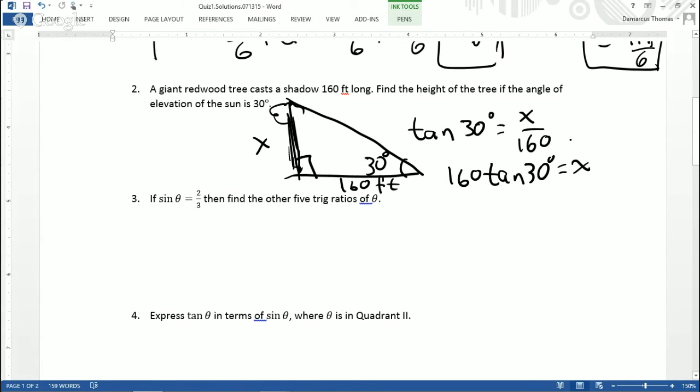I'm going to pull out my calculator really quickly. It's always good to double check that your calculator is in degree mode, and then punch in 160 times the tangent of 30. And that's reported an answer of 92.38. The directions were to round to the nearest hundredth, so it was actually 376 and so on, but I rounded to the nearest hundredth. So 92.38 is the final answer.